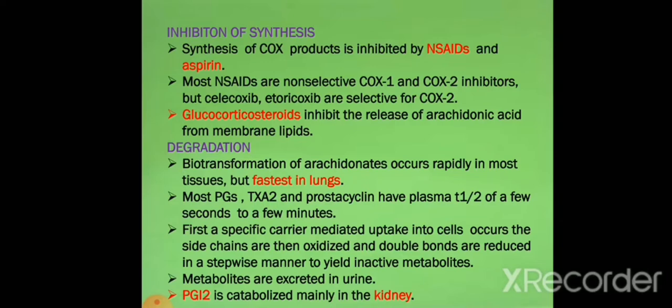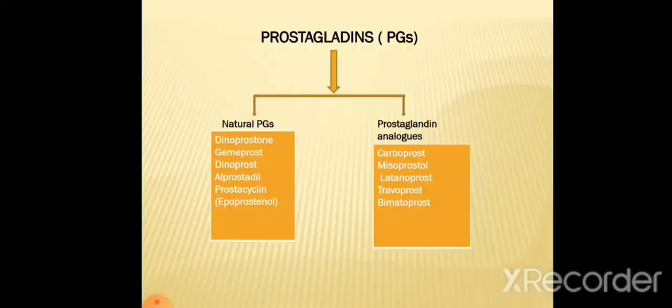So these are all about biosynthesis, inhibition and degradation. I hope you are all clear with it. Next, we can look into a small classification of prostaglandins. The prostaglandins have been classified into two categories, that is natural prostaglandins and prostaglandin analogs. The natural prostaglandins include dinoprostone, gemeprost, dinoprost, alprostadil and prostacyclin. This prostacyclin is also known as epoprostenol. Then the prostaglandin analogs include carboprost, misoprostol, latanoprost, travoprost and bimatoprost. So this is the classification of prostaglandins.